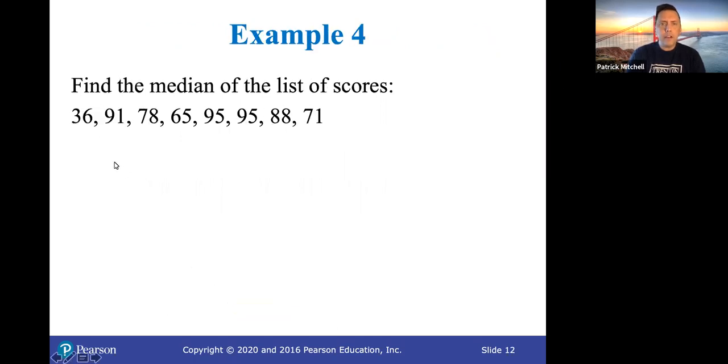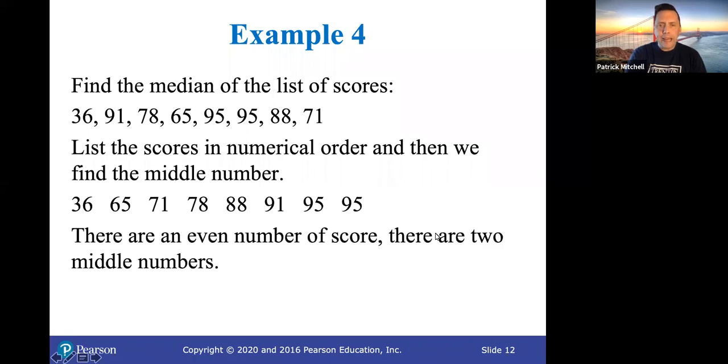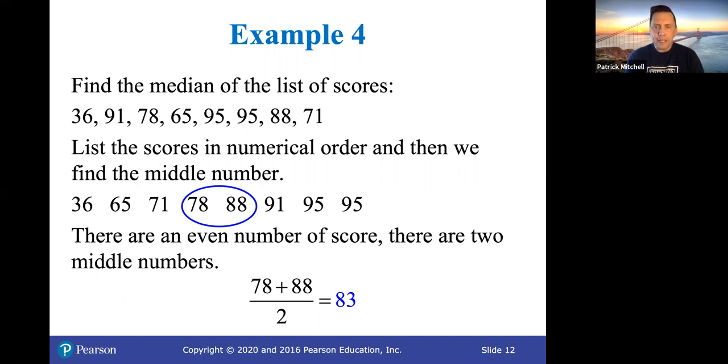All right, here's another example. I have 1, 2, 3, 4, 5, 6, 7, 8 numbers. So this is going to be one of those where we take the middle 2. First, I have to put them in order. Don't forget to do that. Okay, so those numbers in order look like this. The two in the middle are the 78 and the 88. So I'm going to take the mean or the average of those two. And remember, that means add them up and divide by 2. So when you add 78 plus 88 and then divide by 2, you get that the median is 83.